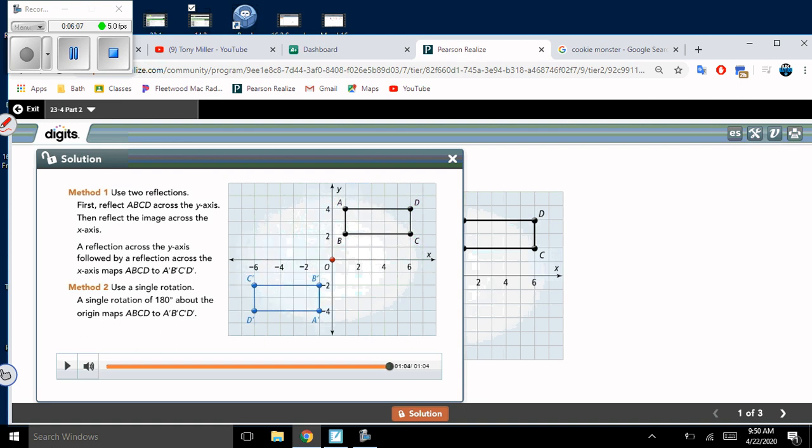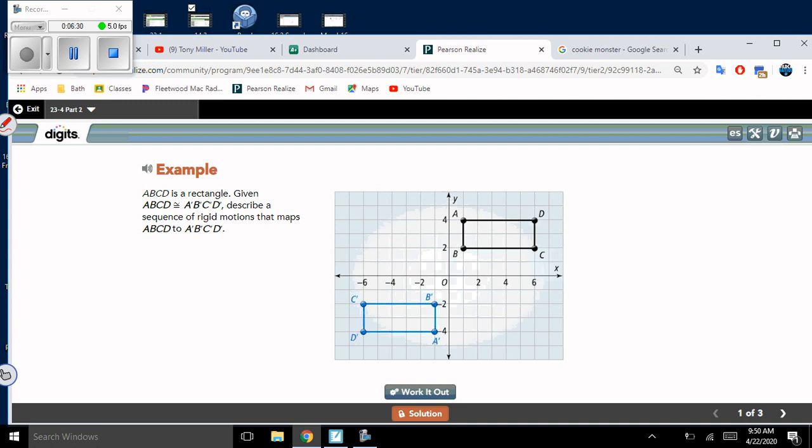Okay, there you go. Now, one of the things they're going to tell you in slide 3 is if I do a reflection over the x-axis followed by a reflection over the y-axis or vice versa, what you're in essence getting is the same as a single rotation of 180 degrees around the origin. So keep that in mind, please. Take a look at the next slide.